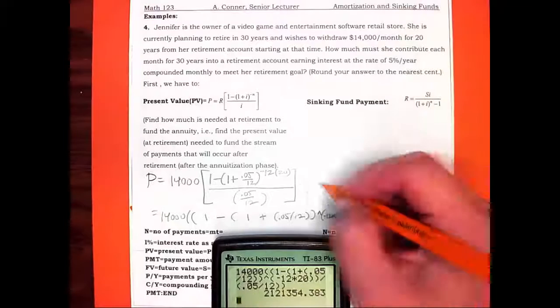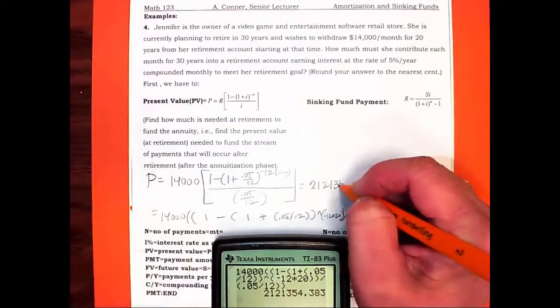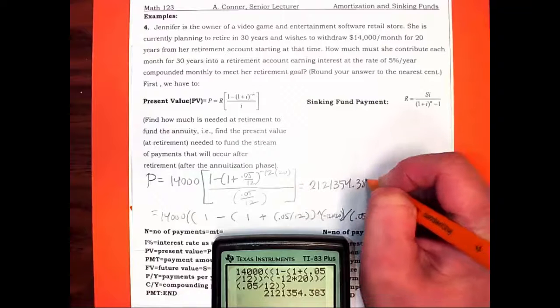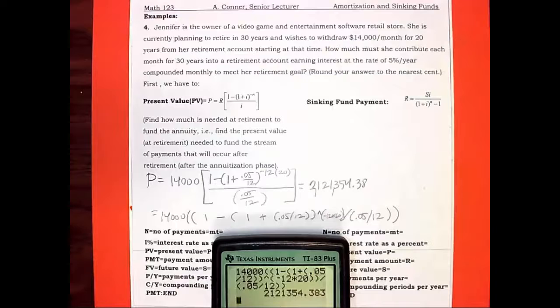Wow. This comes up to $2,121,354.38. That is a lot of money. She's going to need $2,121,354.38.